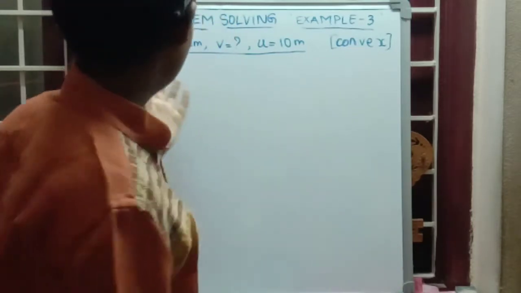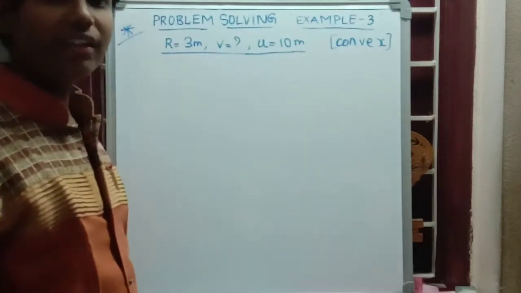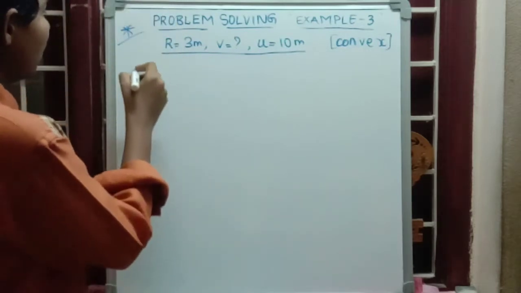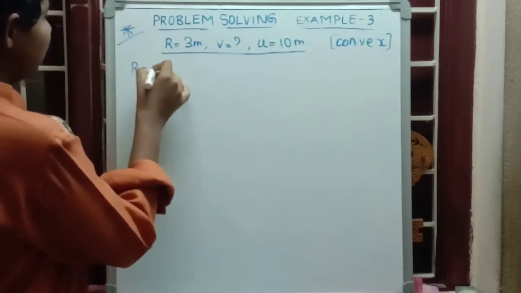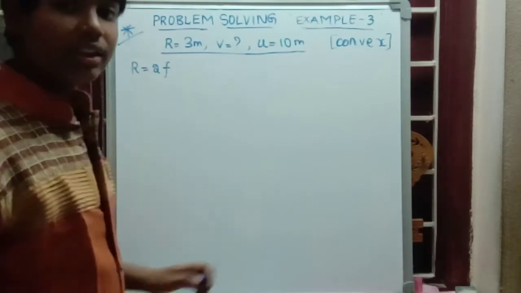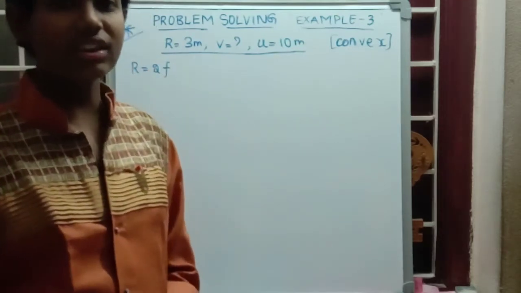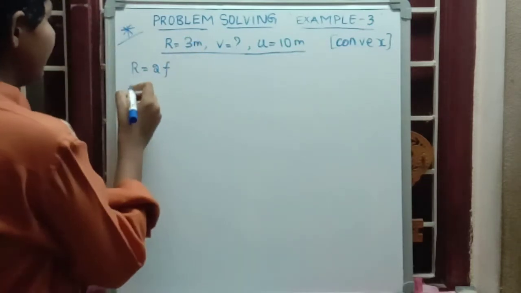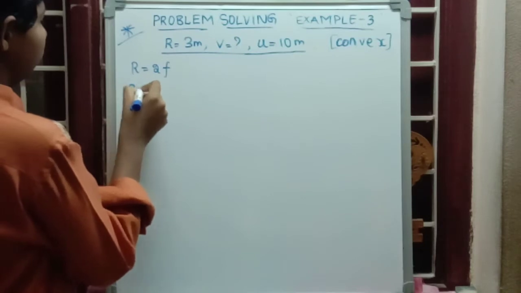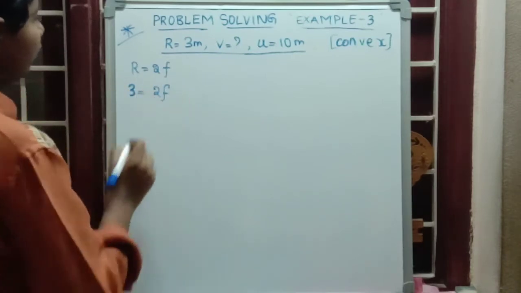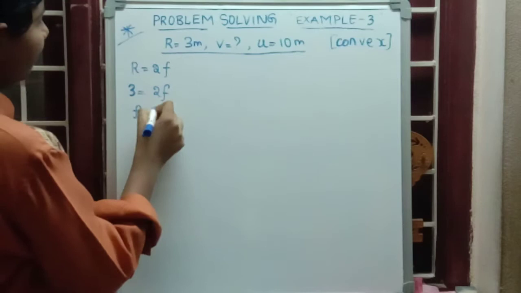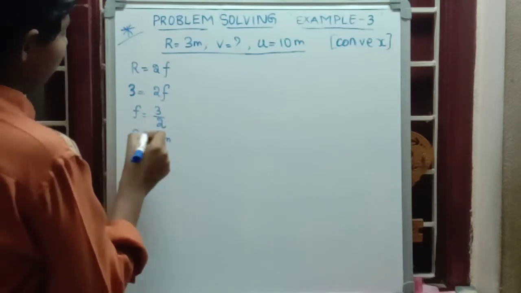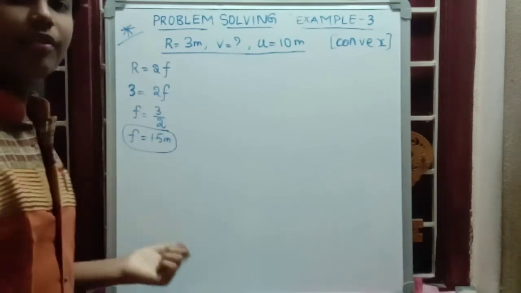So let's start now. F is not given, so how to find F? R is given. We have one formula: R is equals to 2F. Radius of curvature is equals to twice the focal length. R is 3 meter, so 3 is equals to 2F. F we have to find. So 3 by 2 is 1.5 meter. F is 1.5 meter. We have got it now.